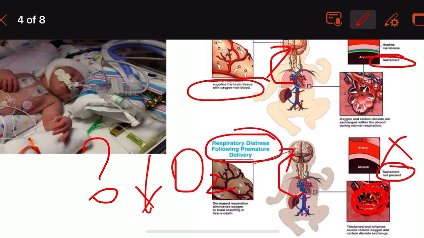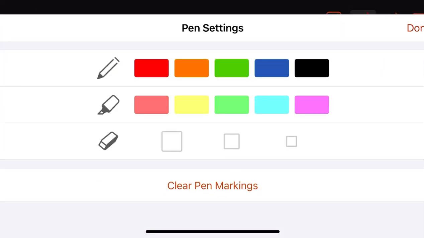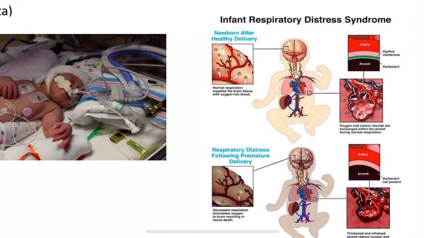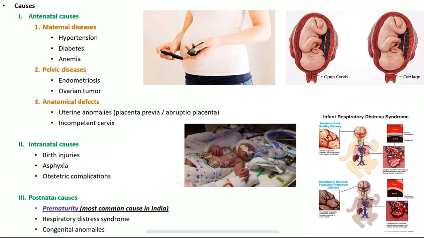So the alveoli will become very thickened and inflamed, so the oxygen exchange doesn't occur. As a result, the blood cannot supply oxygen to the brain. So we have respiratory distress. The oxygen supply is not adequate to the brain, so respiratory distress syndrome can lead to death in the baby. Postnatal causes and congenital anomalies as well can result in death. Prematurity, respiratory distress syndrome, certain alimentary infections, respiratory infections, and congenital anomalies are some of the causes of the postnatal period.